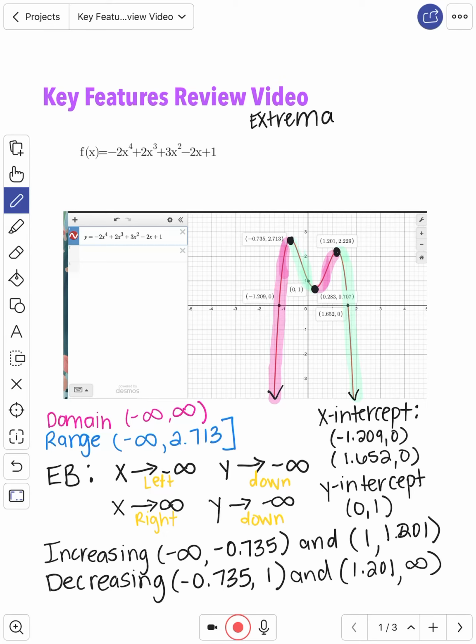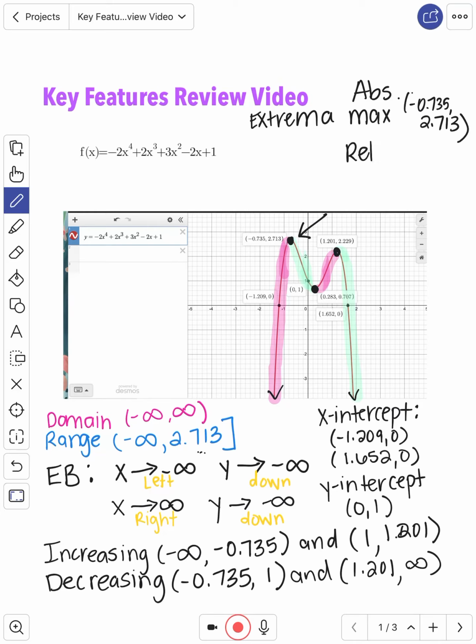Now, I have two maximums. I have an absolute maximum. So absolute means it's absolutely the highest point. This right here is that absolute maximum. So that absolute maximum is at negative 0.735 and 2.713. That is absolutely the highest point of the graph. There's nothing that comes above it. You can even look at the range because the range says that.